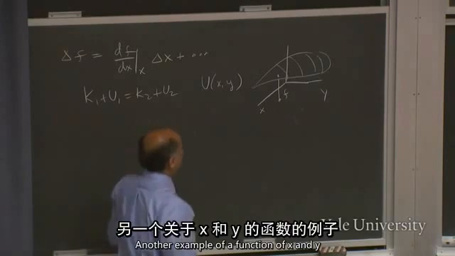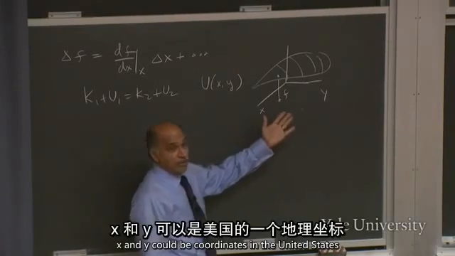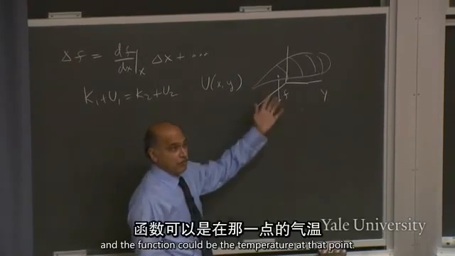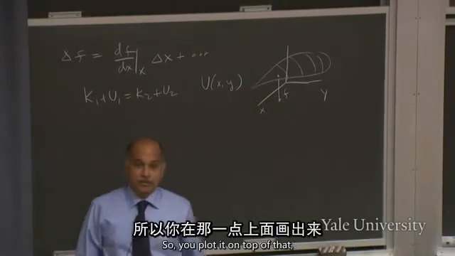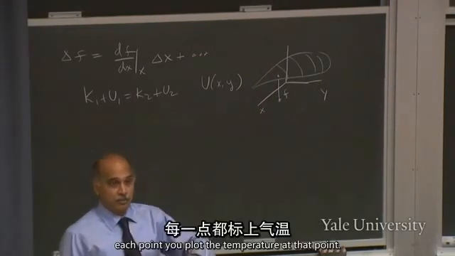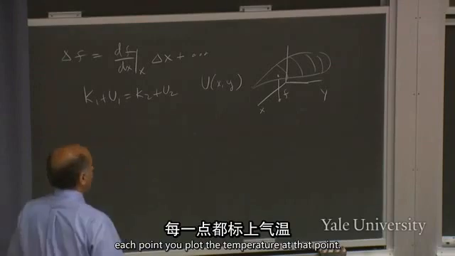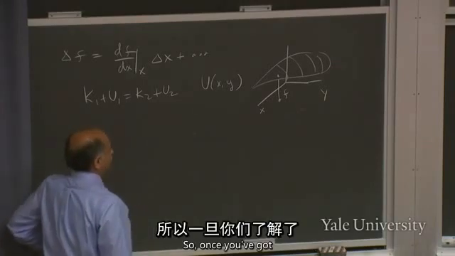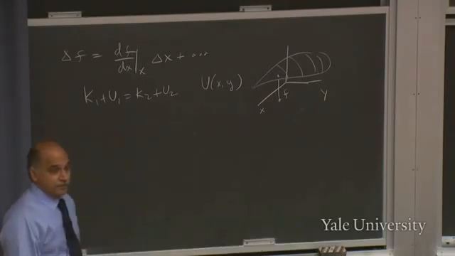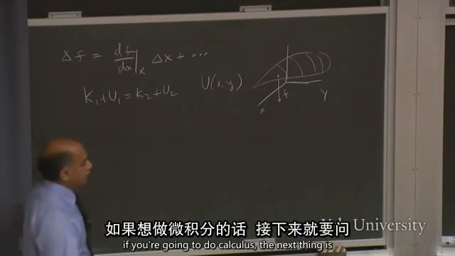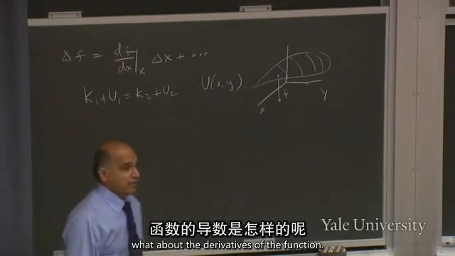Another example of a function of x and y could be coordinates in the United States, and the function could be the temperature at that point. So you plot it on top of that. Each point, you plot the temperature at that point. So once you've got the notion of a function of 2 variables, if you're going to do calculus, the next thing is, what about the derivatives of the function?